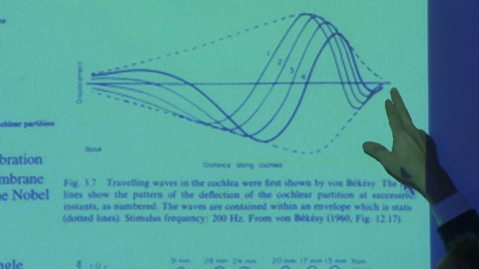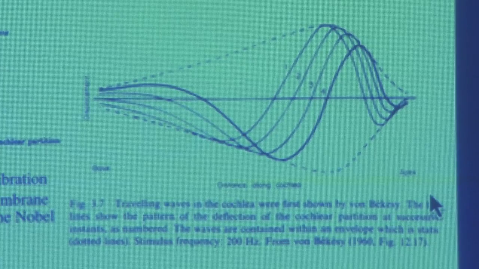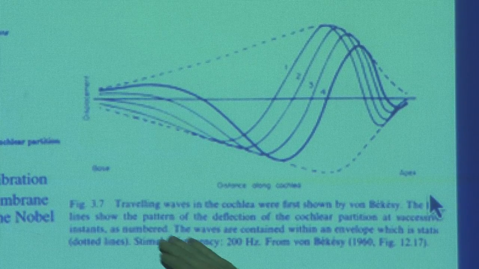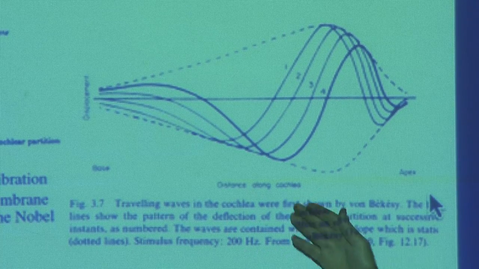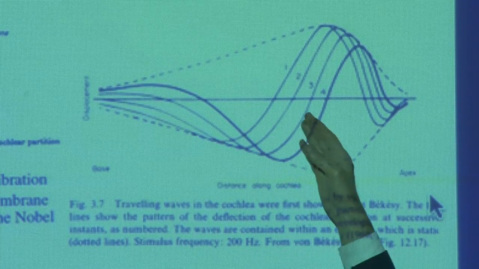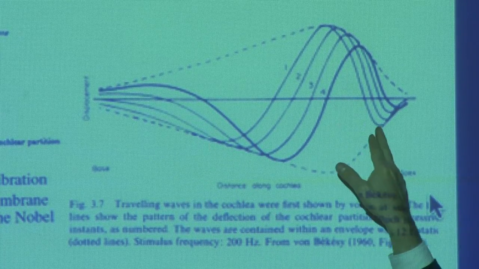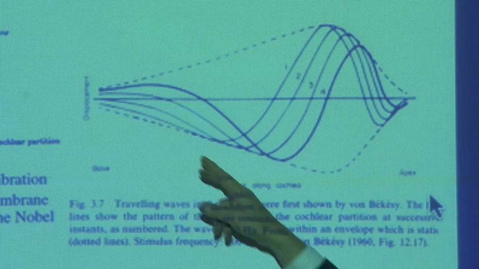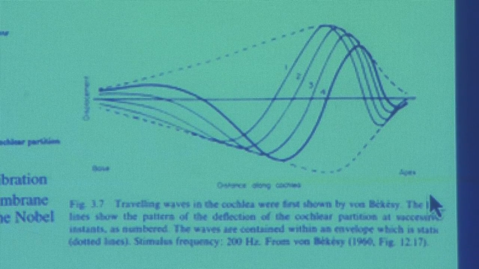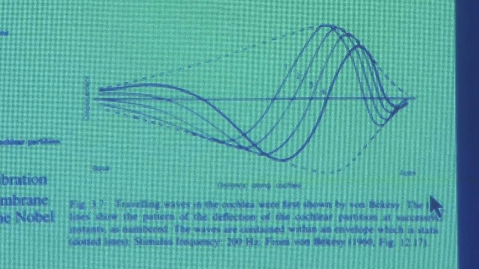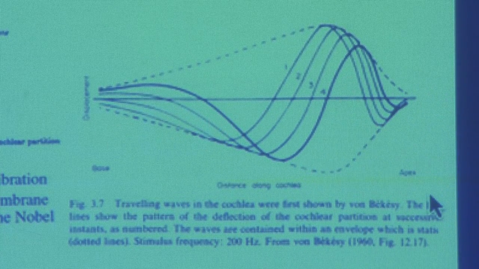This pattern of vibration that von Békésy observed was called a traveling wave. Okay, so this is traveling waves in the cochlea. And basically what that means is these are snapshots, 1, 2, 3, and 4. At one instant, the wave pattern looks like number 1. At the next instant, it moves or travels and looks like number 2, and so on and so forth, 3 and 4. So the traveling wave starts in the base and travels up to the apex.